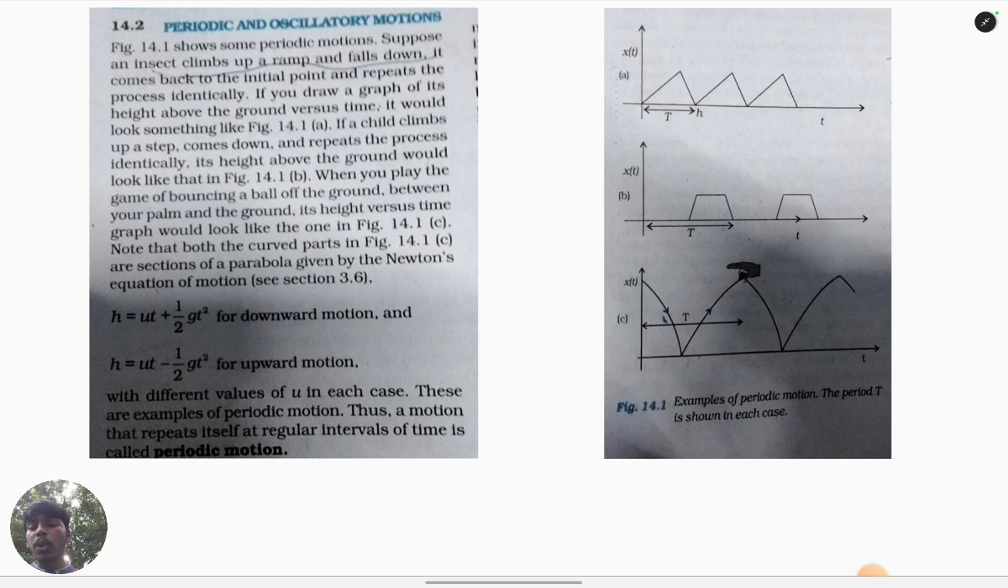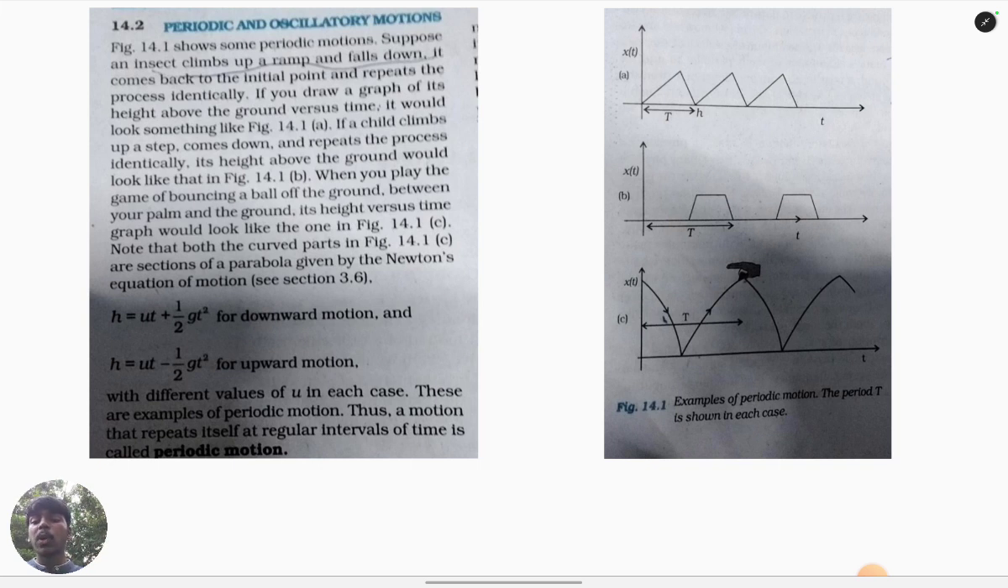h is equal to ut plus half gt square. Here g is positive, because gravity is constant and the motion is positively geographic, meaning the ball is coming downwards. So the ball is being attracted by gravity, it is coming towards gravity, so it will be positive.